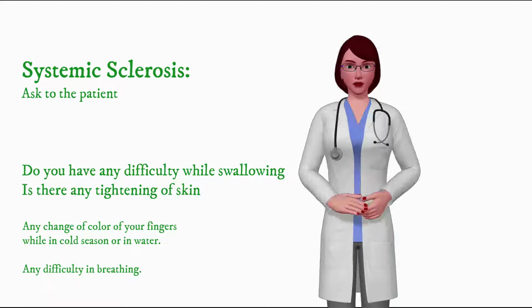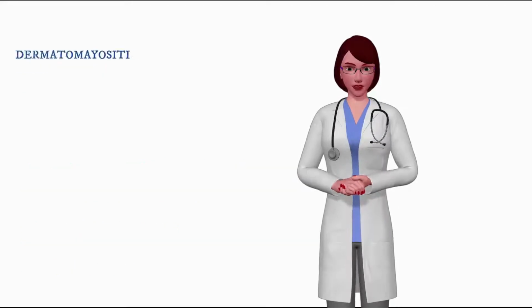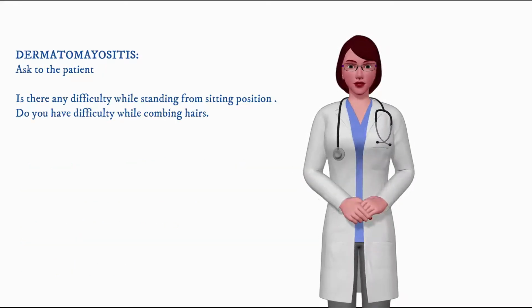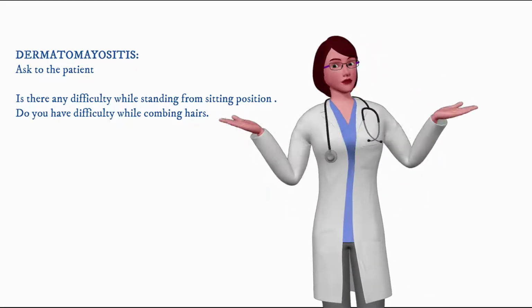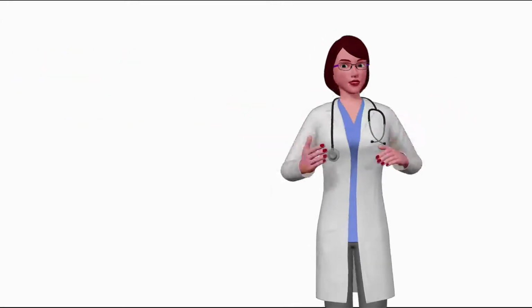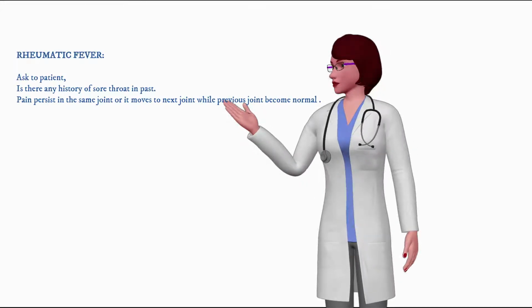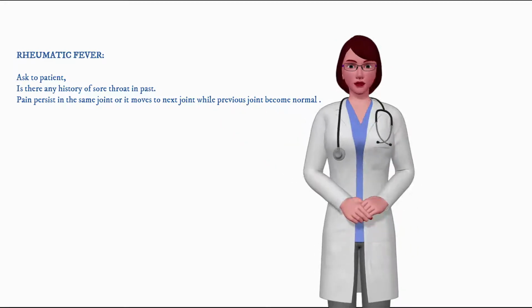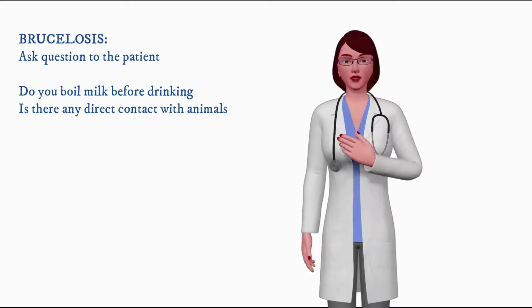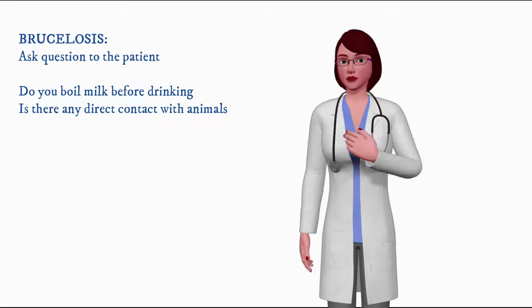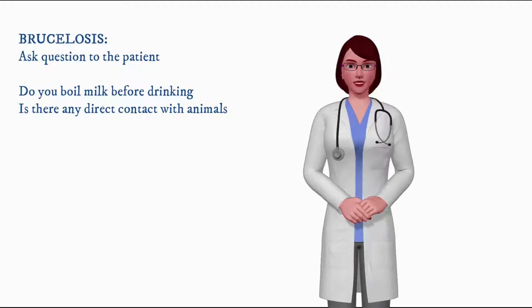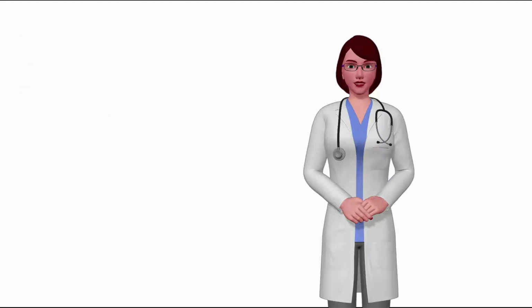Ask, is there any difficulty in breathing? Ask the patient, is there any difficulty while standing from sitting position? Do you have difficulty while combing hair? Is there any history of loose motions or burning urination? Ask the patient, is there any history of sore throat in the past? Does the pain persist in the same joint, or does it move to the next joint while the previous joint becomes normal? Ask the patient, do you boil milk before drinking? Is there any direct contact with animals? Ask about use of medications before development of joint pains.